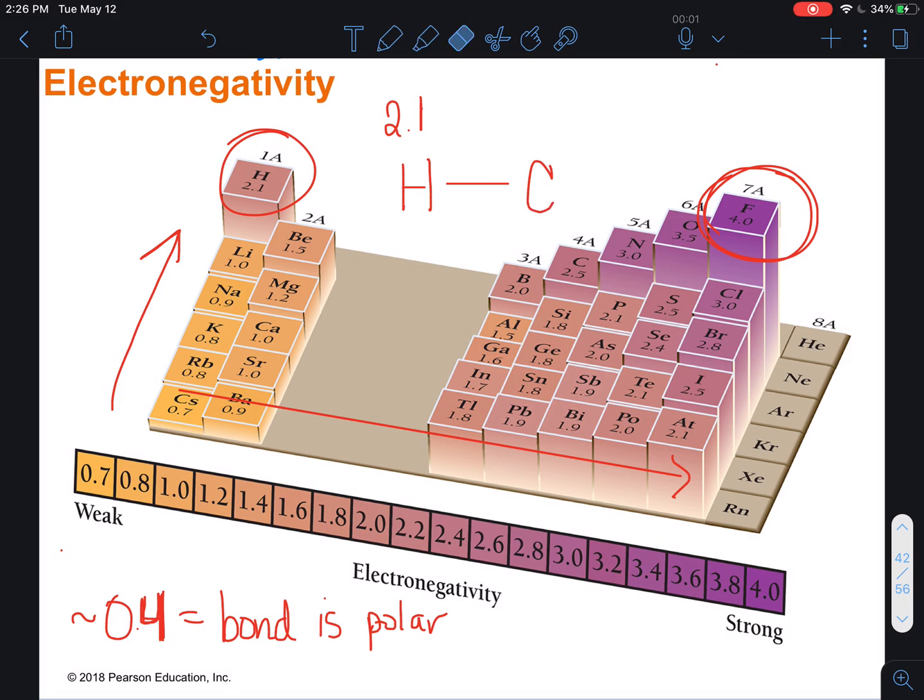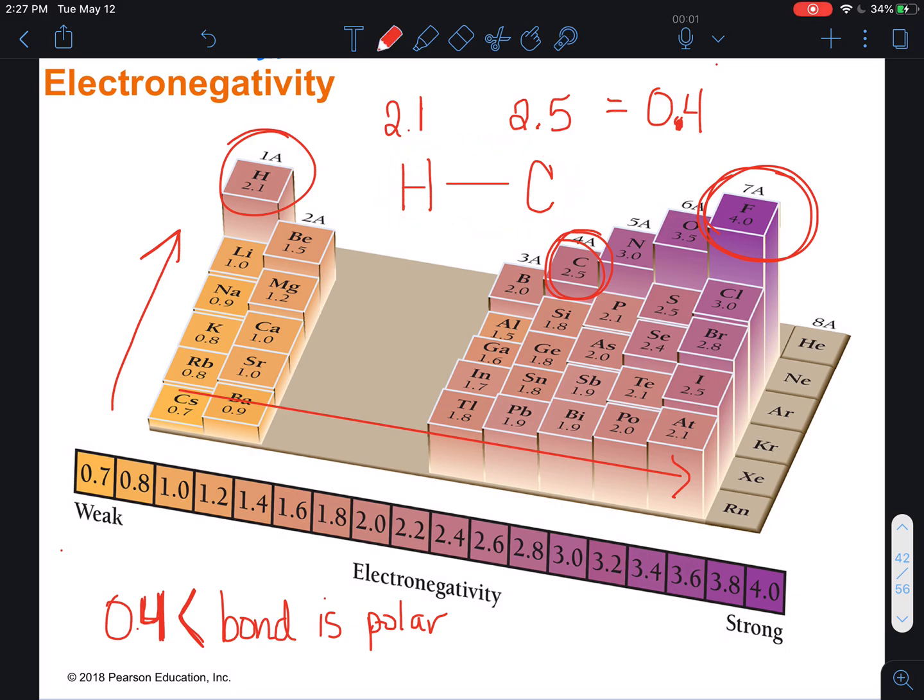Okay, so let me just say, if the difference is greater than 0.4, we have a polar bond. So let's look at a C-H bond right here. Hydrogen has an electronegativity of 2.1, carbon has an electronegativity of 2.5. So overall, the difference is 0.4. There are some professors that might say that this is technically a polar bond. It's not. All right? Carbon and hydrogen are not polar. This is not a polar bond because it's not greater than 0.4. It's close, right? It is 0.4, but it's not greater than. So this would be a non-polar bond.